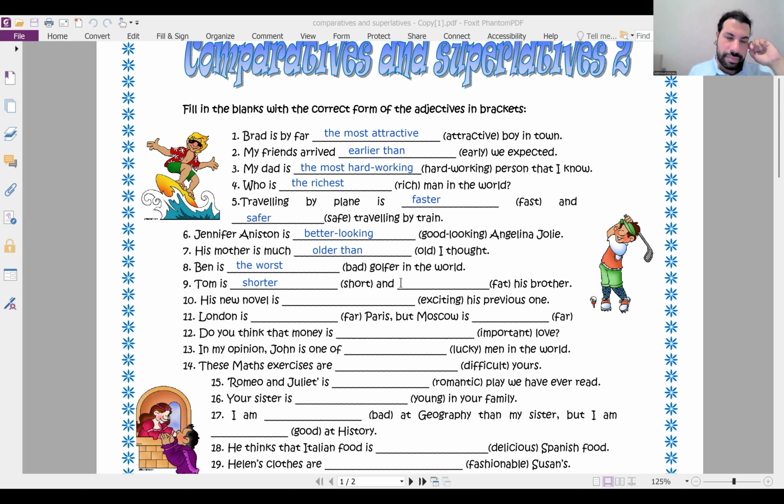And yes, fatter. Is it correct? No, the T is consonant. A is vowel. The F is consonant. So it will be fatter. We're going to double the last letter.